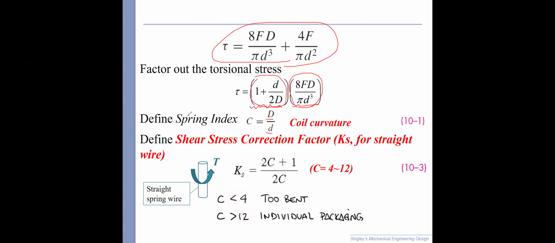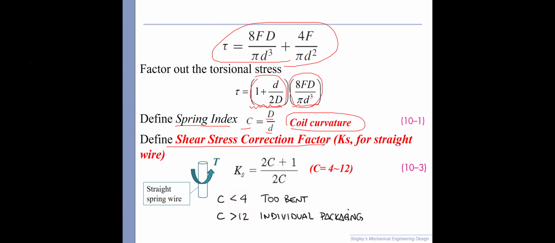And then we define an index called the spring index, C equals the capital D over the lowercase d, which can be used to evaluate the coil curvature effect. I'm gonna discuss this later. Now we have to define the shear stress correction factor, Ks.